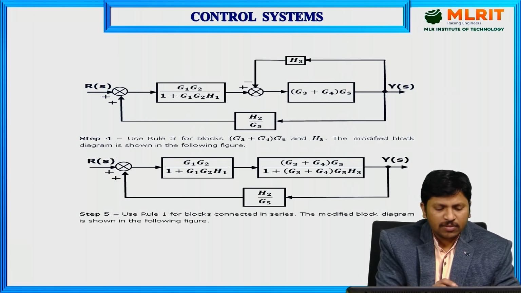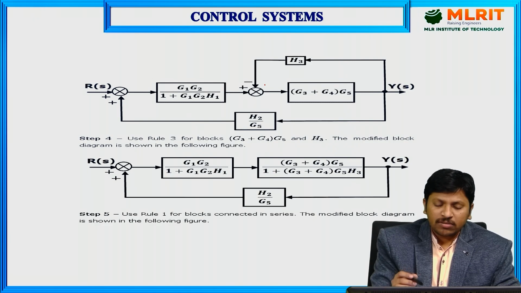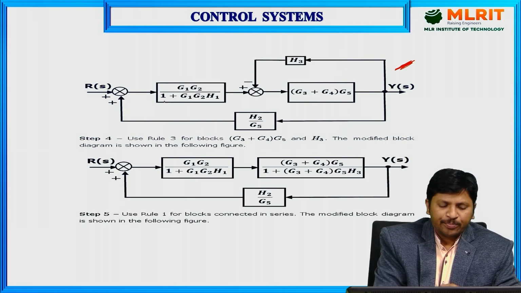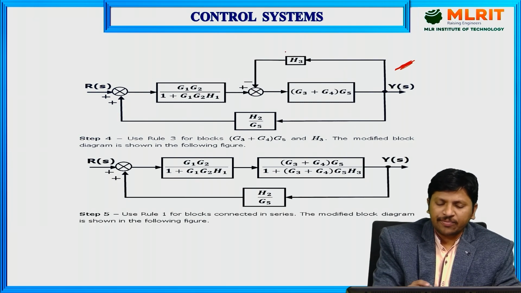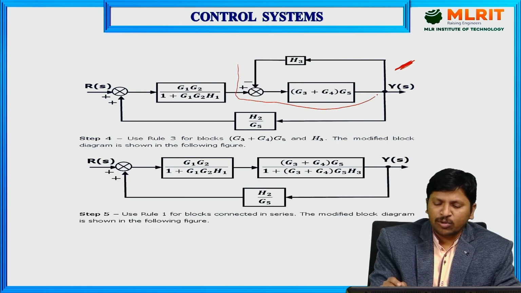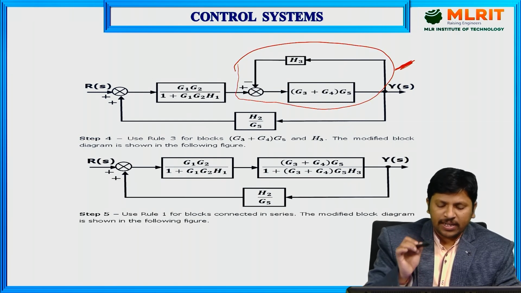Observe, after applying the rule to this circuit, there is one gain here and also one gain there, again a negative feedback. Now we are going to eliminate this negative feedback. This is one more rule we are going to apply, this one also.